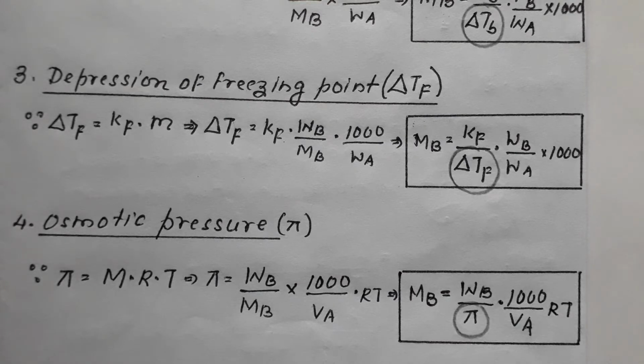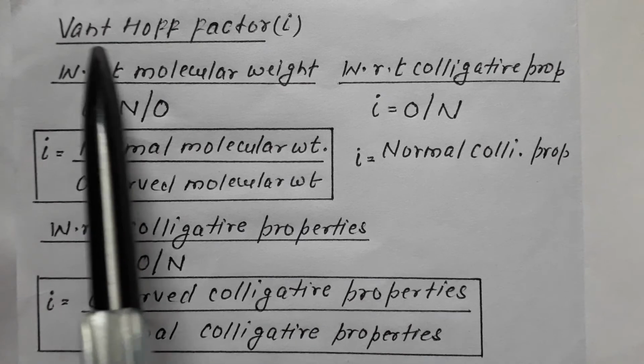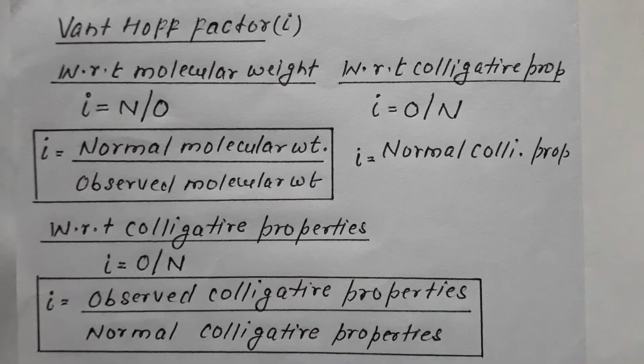So what is the importance of the Van't Hoff factor? Its importance is that it deals with the dissociation or association of the substance, so that the calculated or observed molecular mass comes to be the normal. So in order to overcome the abnormality in the calculation, the Van't Hoff factor is very, very useful. This Van't Hoff factor is represented by i.